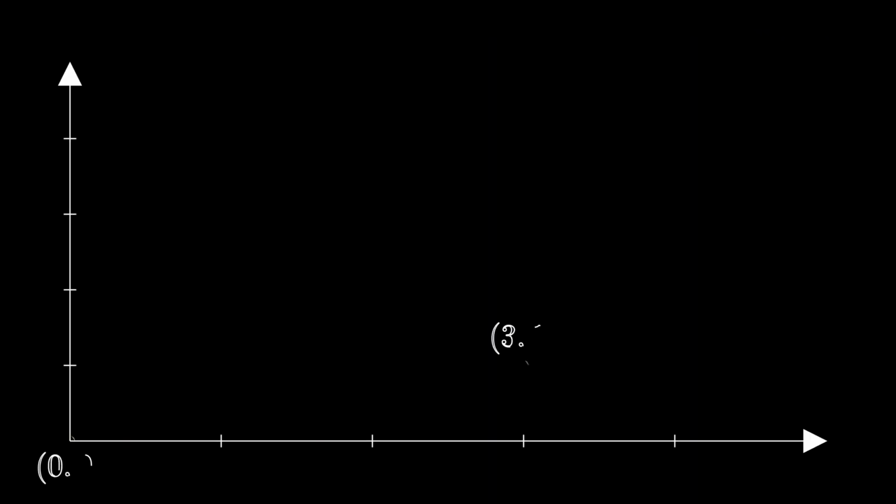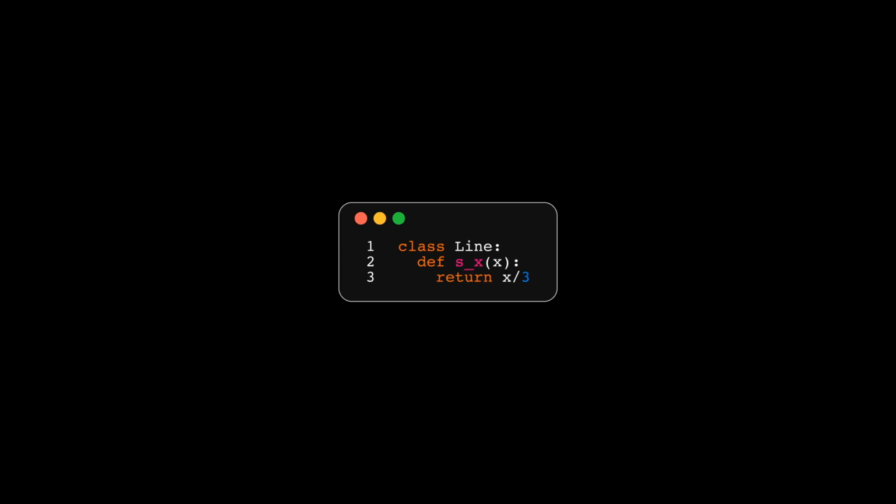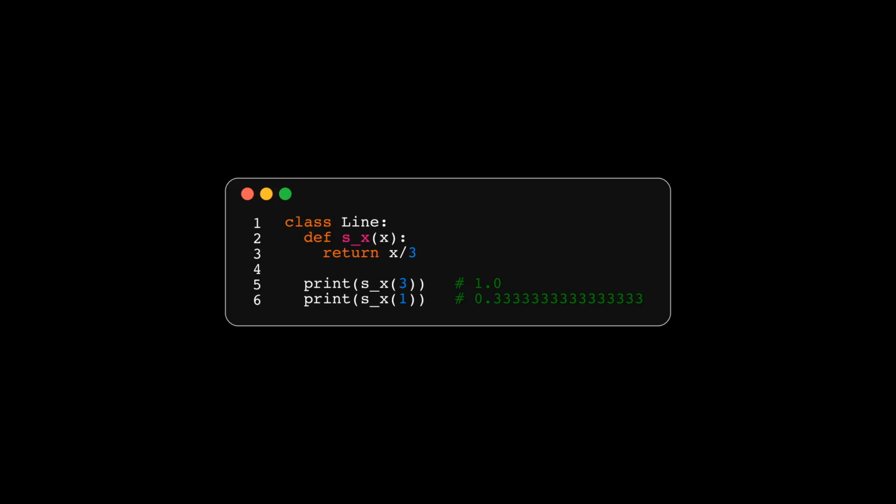Suppose that our secret is (0, 0), and we can choose a random point, (3, 1). This gives us the line s of x. We'll choose to share 2 secret shares, s of 3 and s of 1. Here, s of 3 is equal to 1, and s of 1 is equal to a recurring fraction. While this is close to the actual value, this is not the exact value.